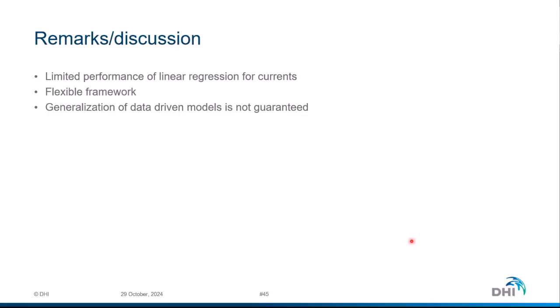A discussion. So I touched upon some of this. I said that the linear regression that I showed results for has limited performance for currents. But as I said, it's a flexible framework. You can also use a different dimensionality reduction if you want, and a different regression model, so you can fit it to the use case you have.